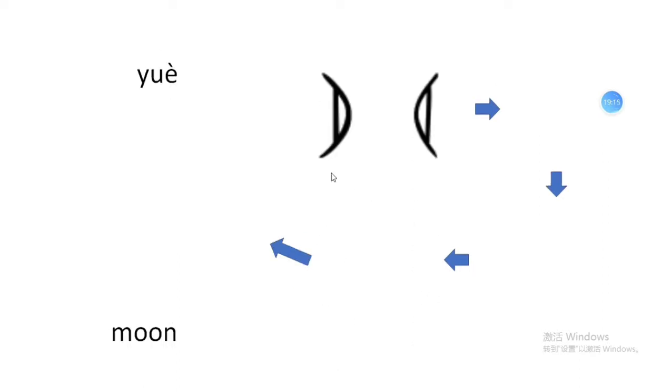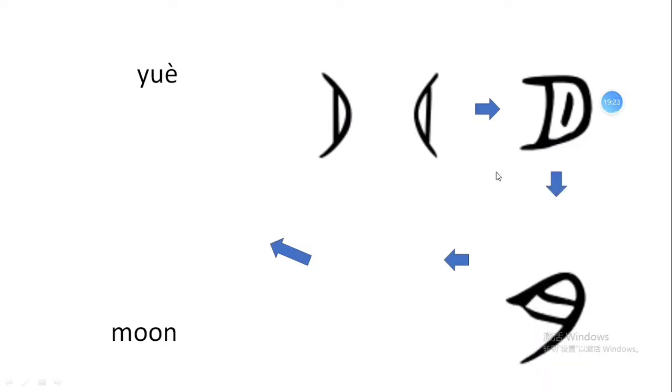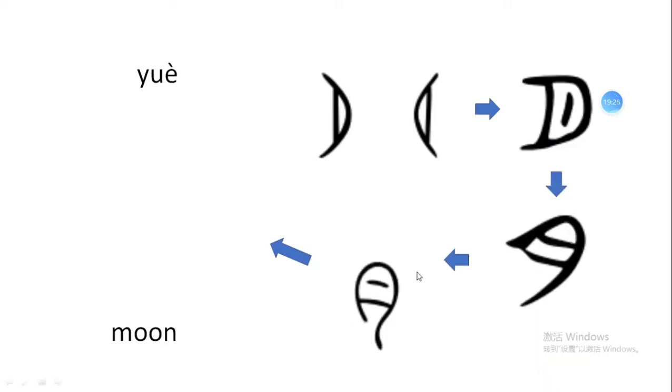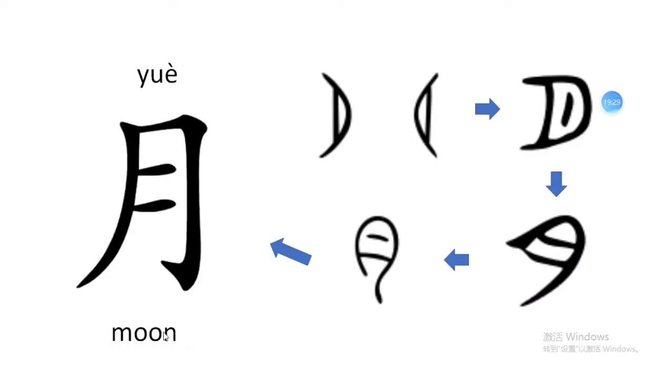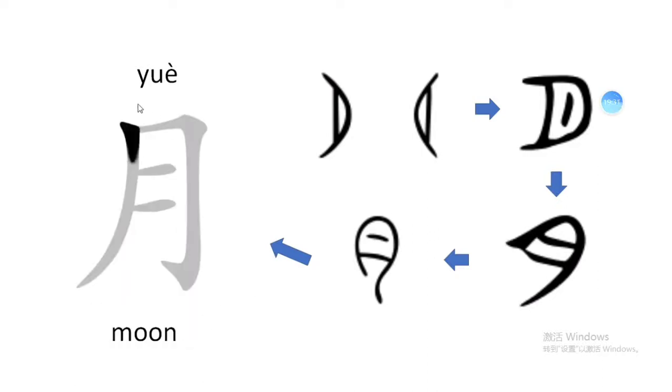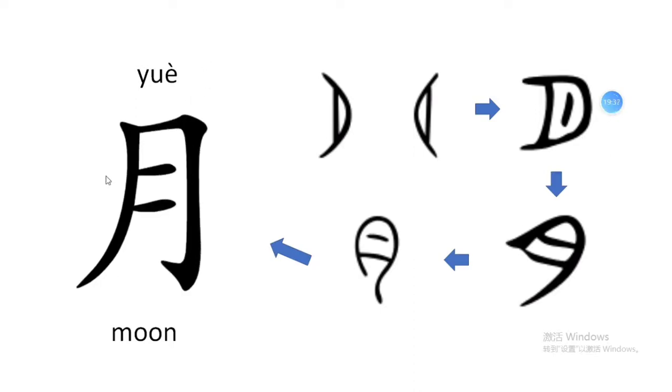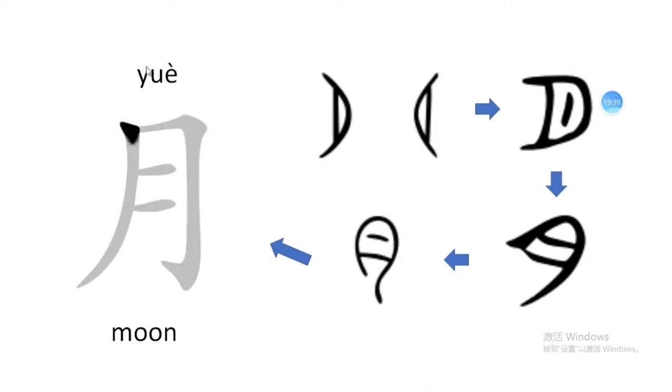How about this? This is just like the moon, right? The moon. Okay, the moon in different shapes. So here, moon is pronounced as 月 in Chinese. 月. See, these are the sequence of the strokes. Okay, 月. 月 means moon.